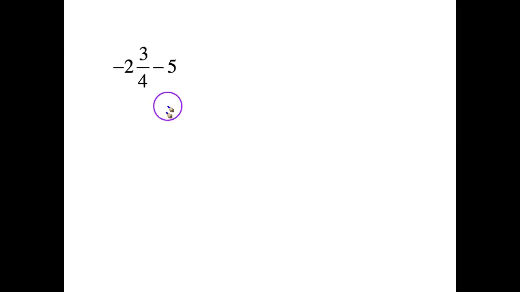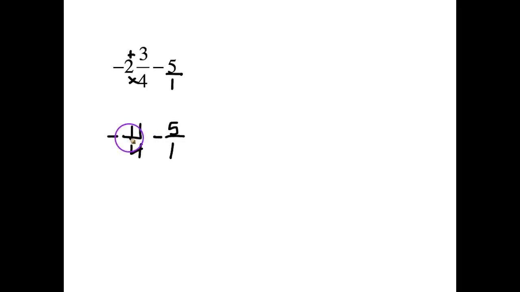So the reason why I chose this particular problem is because we have a mixed number and a whole number. So first things first, let's go ahead and convert this into an improper fraction. This is going to be negative 11/4 minus, because this is a whole number, I'm just going to go ahead and put it over 1 to make it a fraction. So it's going to be minus 5/1.